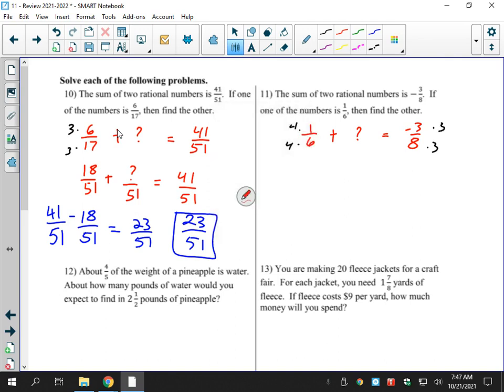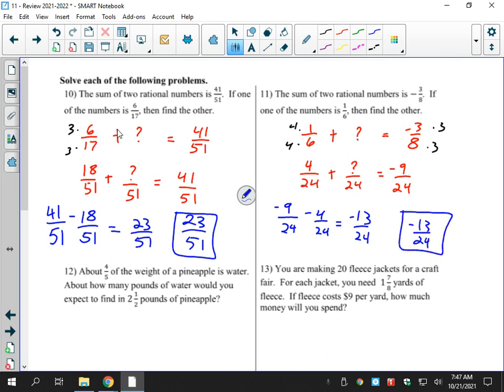which will give us 4/24 plus something out of 24 equals negative 9/24. So we might be able to see, oh, that's negative 13/24, write it down. If you can't see it, set it up again, that backwards method, negative 9/24 minus 4/24. Oh, that's negative 13/24, and there's our answer. Can it be reduced? Nope. So we're good.